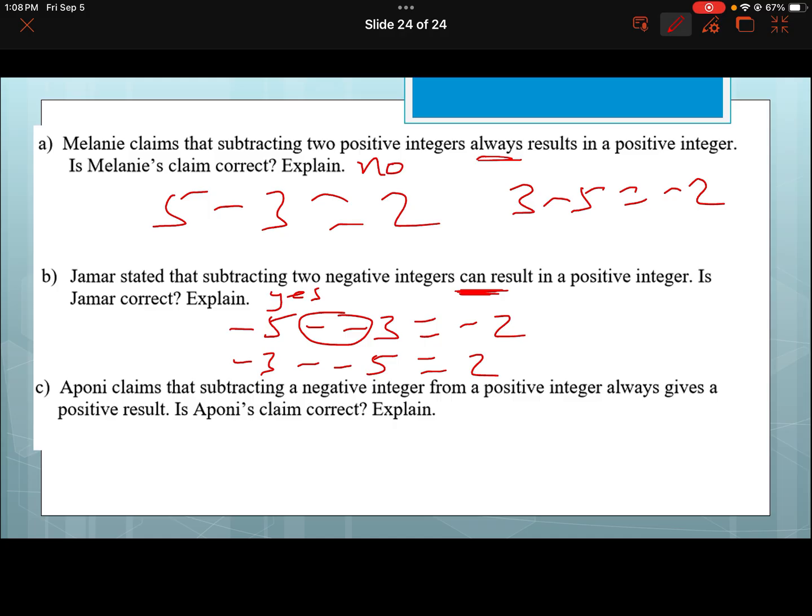Pony claims that subtracting a negative integer from a positive integer, so pick 5, and subtracting a negative integer, I don't know what my obsession with 3 and 5 is today, always gives a positive result. It's always positive to begin with, and I subtract a negative, so that's a plus. So 5 plus 3, that's 8. And that will always be the case, because it's basically just a positive add a positive. So yes, positive add positive again, isn't it?